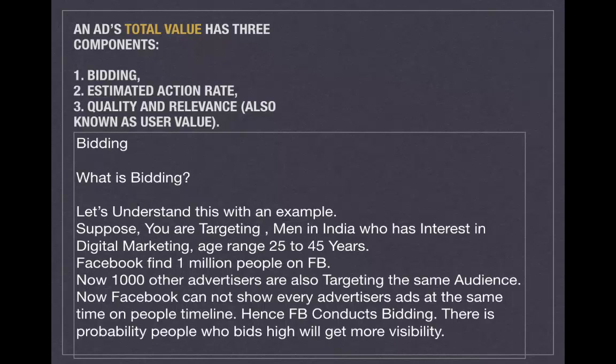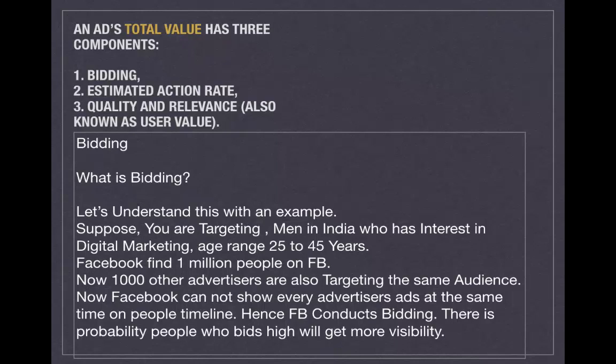So there is one factor, because Facebook can't display everyone's ad at the same time to all their targeted people. So the person who is going to bid high, and there is automatic bidding also in Facebook, which automatically bids for you. But overall, at a high level, you can understand a high bidder can get good preference, but the other 2 factors are also important: estimated action rates and quality and relevance.